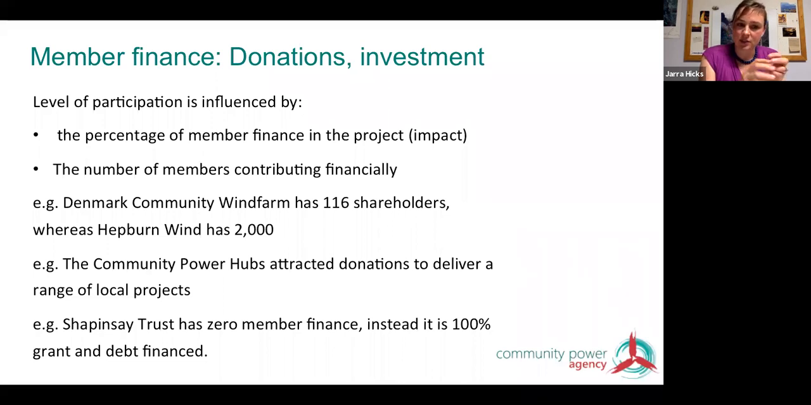As I said already, also Chaplaincy Trust, which is a not-for-profit organisation, they chose not to have any member finance at all. Instead, they structured their project through 90% debt funding. So 90% is a loan from the bank and 10% was a grant. And so what that meant for them in pursuing that option was actually they totally shut down the opportunity for participation through their finance.